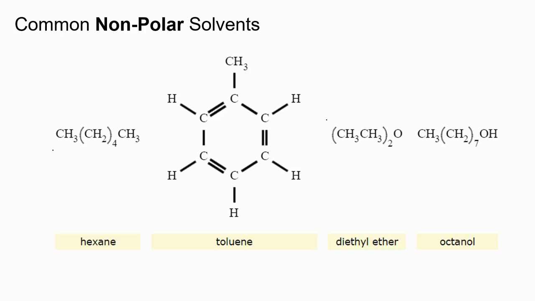Okay, so we're just going to run through these. I don't want you to memorize these. I just want you to see. You've seen before now. These are some common non-polar solvents. So hexane, we have a long chain of carbons and hydrogens. That's non-polar. This one in the center is called toluene.